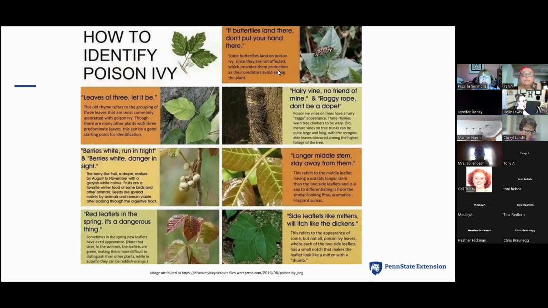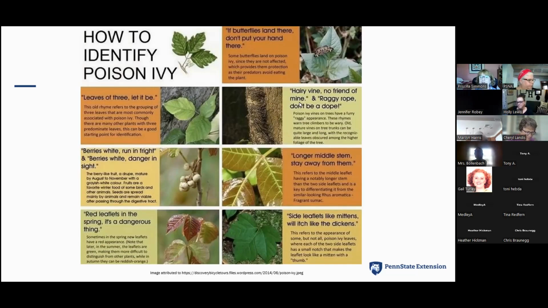This one I don't understand. If butterflies land there, don't put your hand there. And I've never seen butterflies on poison ivy leaves, so I'm not quite sure about that, but I'm going to guess that in some areas of the country where they have some of this species of butterfly, I don't know what it is, this butterfly is attracted to poison ivy for some reason.